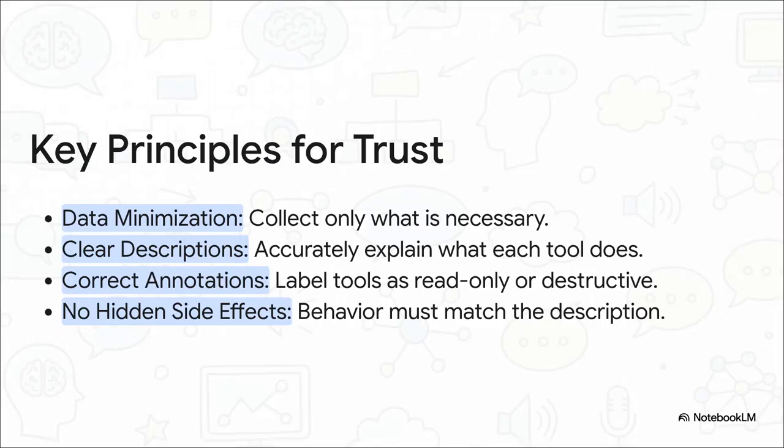And beyond commerce, trust is all about transparency and being predictable. The core principles here are pretty straightforward. Practice data minimization. Only collect the data you absolutely need. Write crystal clear descriptions for your tools. Use the correct annotations for risky actions. And, maybe most importantly, make sure your app has absolutely no hidden side effects. What you say it does is exactly what it must do.